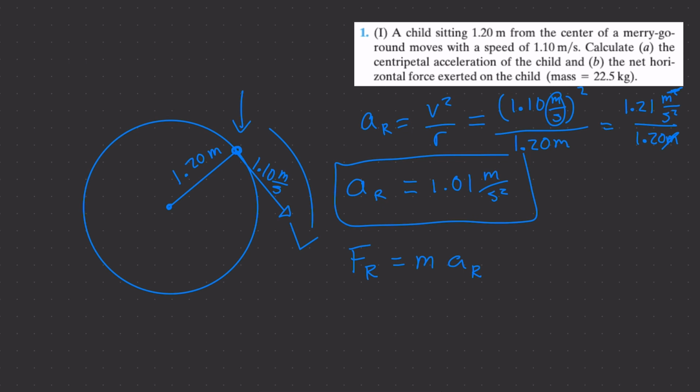From here, we just go ahead and multiply our 1.01 meters per second squared times the mass of the child, and you're ready to go. Good luck. I'll see you in the next one.